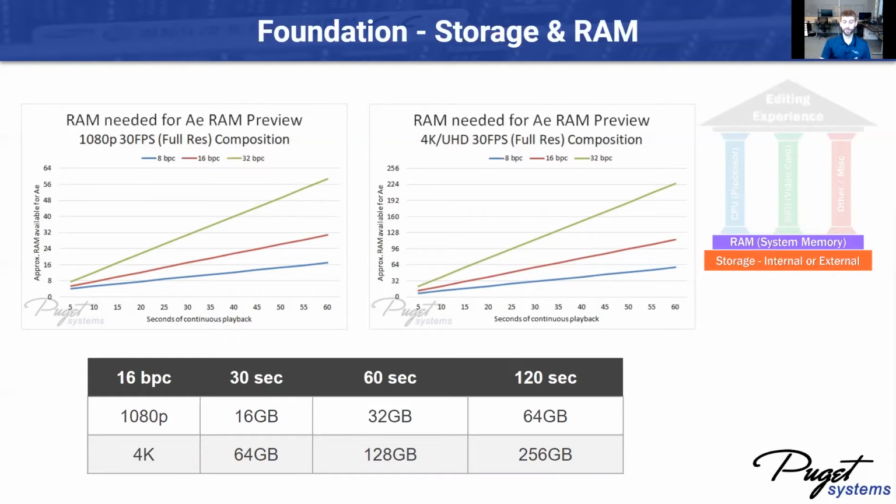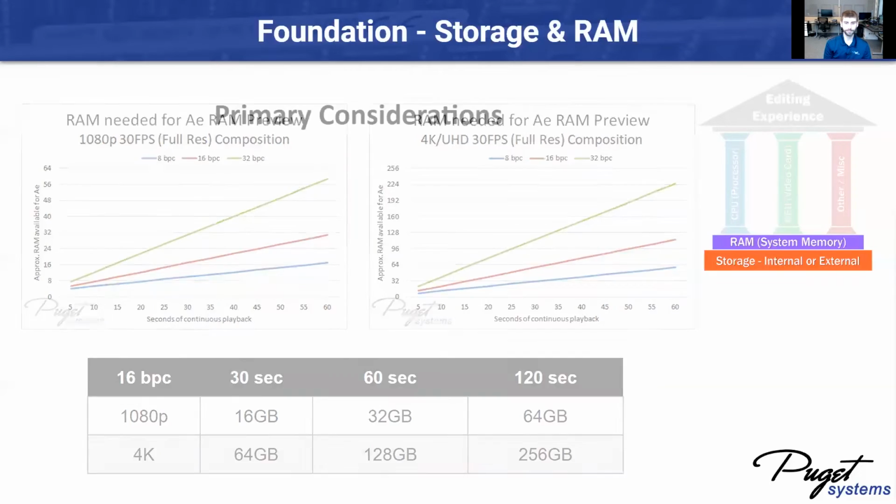If you are doing 4K and you still want to be able to do a minute at a time, you need 128 gigs. And that's with 16 bits per channel. If you go up to 32 bits per channel, it's actually just straight up double. If you do only 8 bits per channel, well, then it's actually straight up half. And again, I'm not going to sit on here for too long, but you can go to our recommended system for After Effects. There's a hardware recommendations tab, and this is on there, as well as a lot of what I'm talking about today is actually on that page as well.